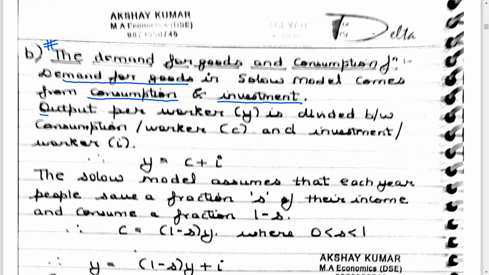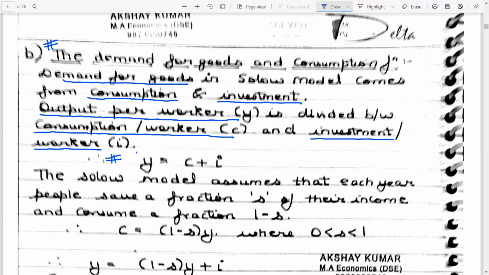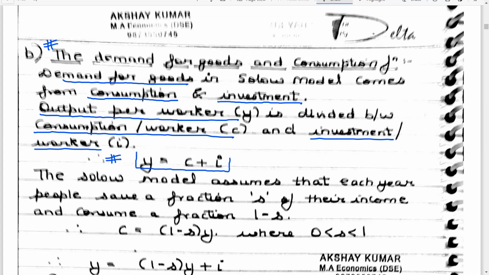Output per worker can be divided into two parts: consumption per worker, which is small c, and investment per worker, which is small i. So I can write output per worker is equal to consumption per worker plus investment per worker.